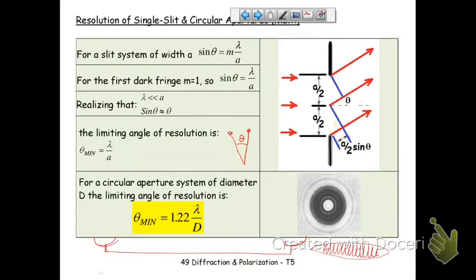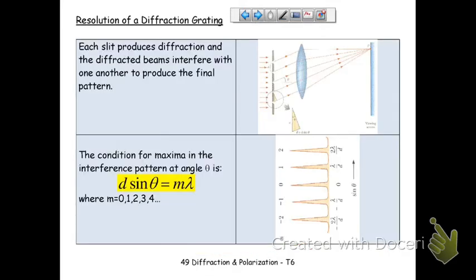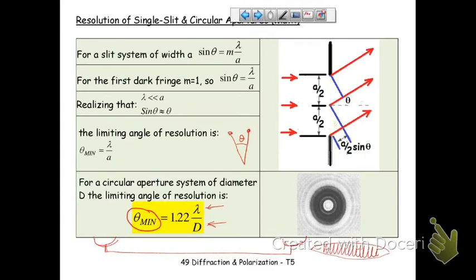So first of all, wavelength has a big effect, and then diameter has a big effect. If I want to buy a better resolving telescope, I buy one with a smaller angle. Smaller is better. Okay. So that's Rayleigh criterion is like really important.